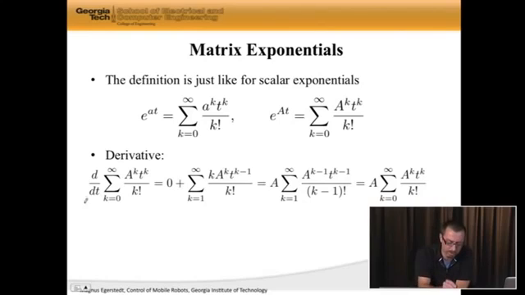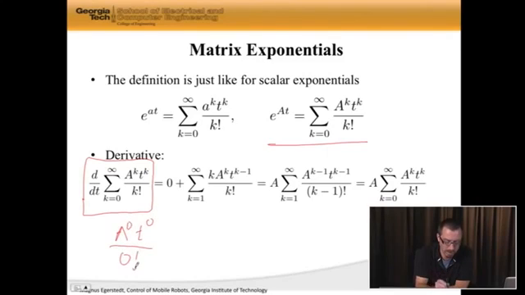So let's take the time derivative of this whole sum. The first term that I'm going to do is pull out the k equal to 0 term here. So then I get A to the power 0 times t to the power 0 divided by 0 factorial, which is 1. So this whole thing is equal to 1. And I'm going to take the time derivative of 1. Well, the time derivative of 1 is a big fat 0.